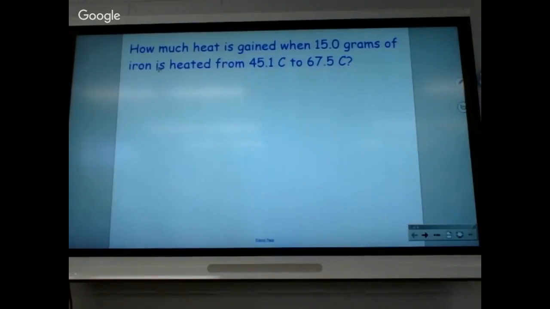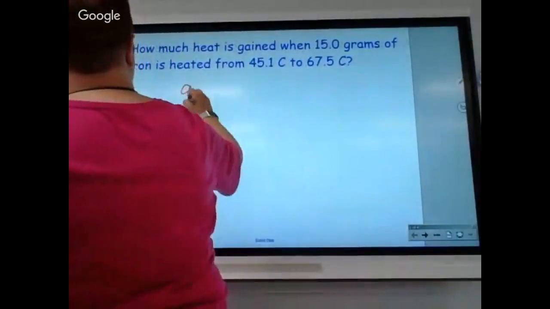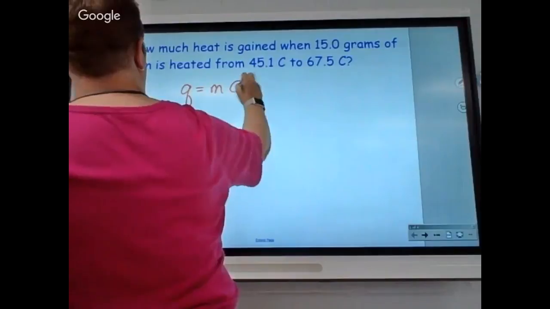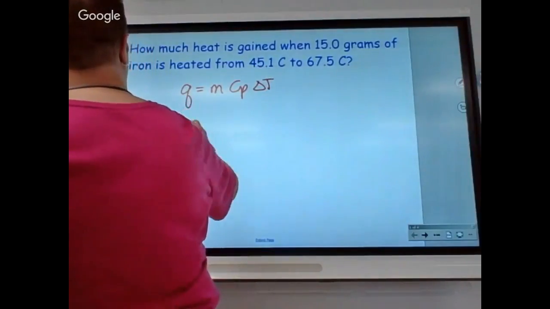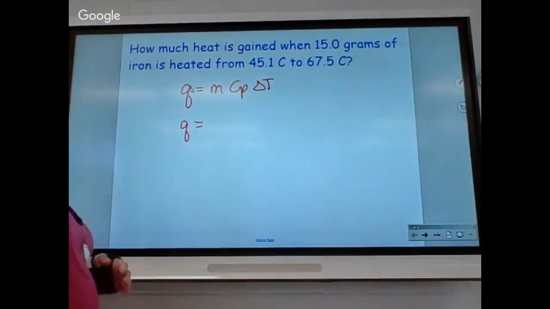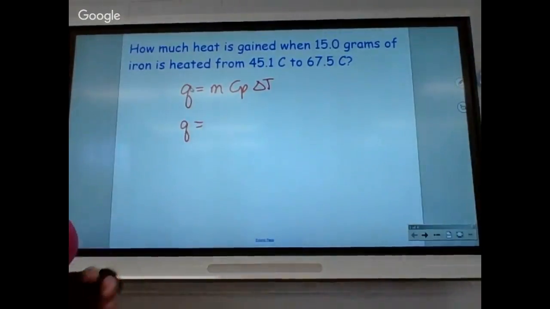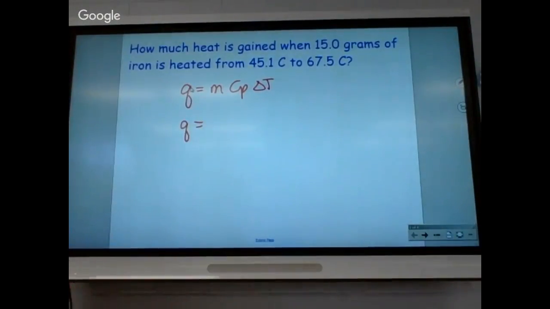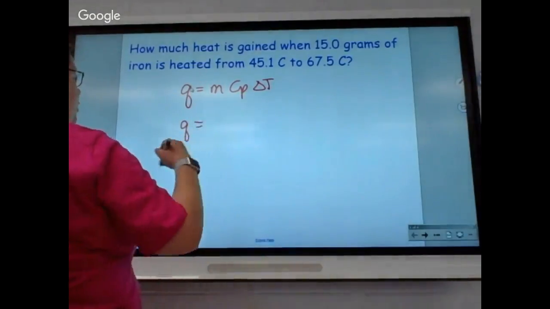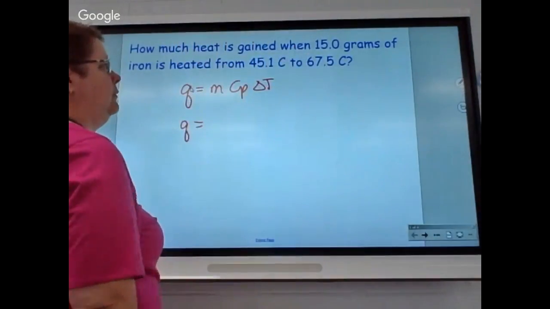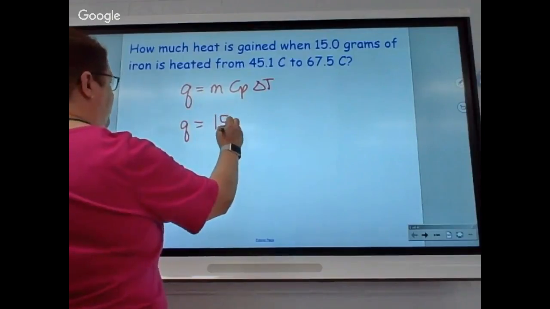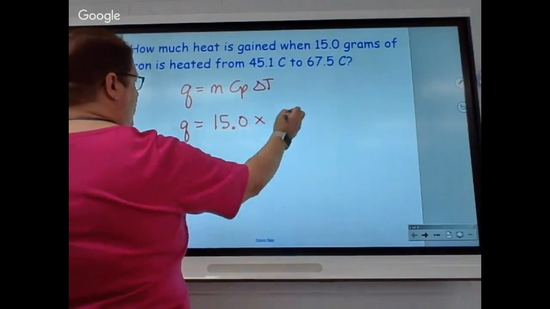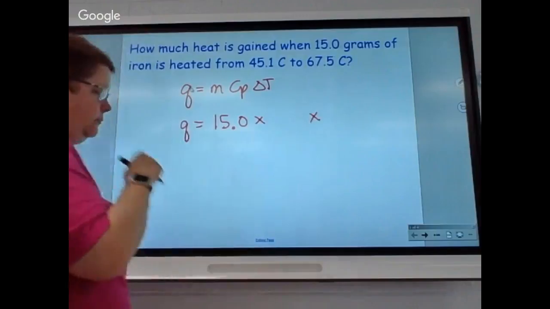All right, so what am I asking you to find? If I just say, what is the heat? I'm asking you to find what? Q, okay? So my formula is Q equals m c_p delta T, and we're looking for Q. That means we have to have the other 3 variables, right? m, everybody can find m. So what's m? 15.0 grams. Everybody can find grams, right? So we need c_p and we need delta T.